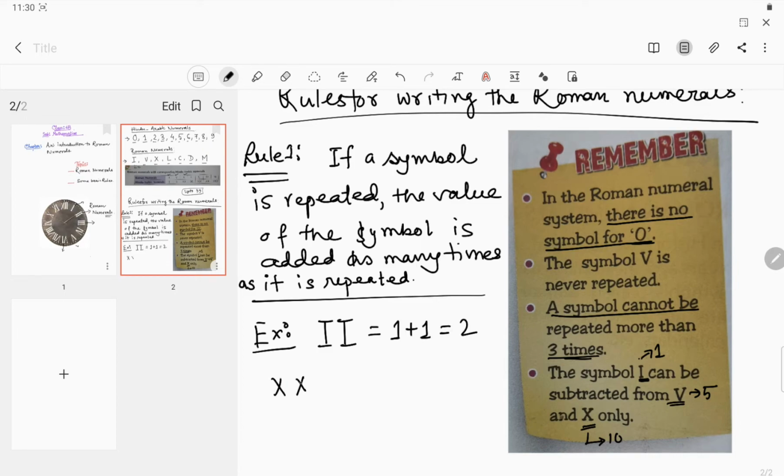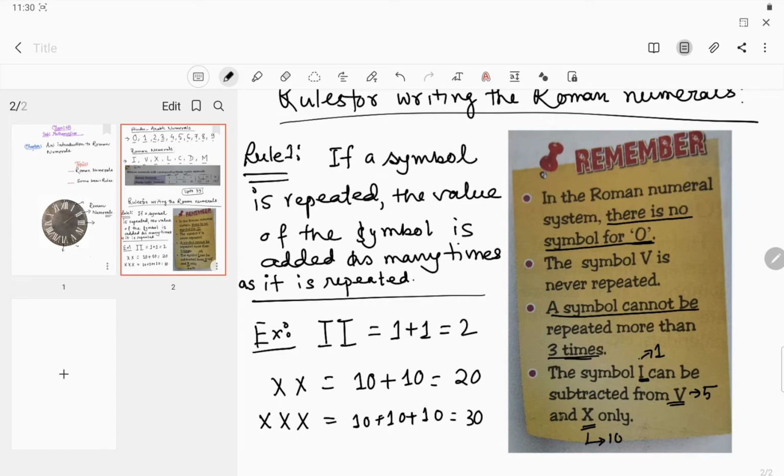Similarly, if I write double X, that means X is repeated 2 times. X represents 10 in Hindu Arabic, so it should be added, 10 plus 10, that means 20, right? And X repeated 3 times, that means 10 plus 10 plus 10, it will be 30.